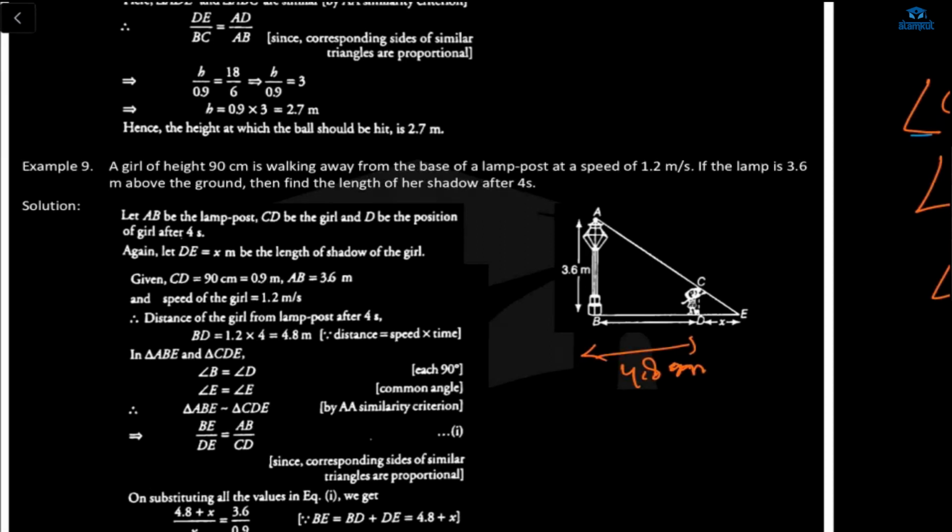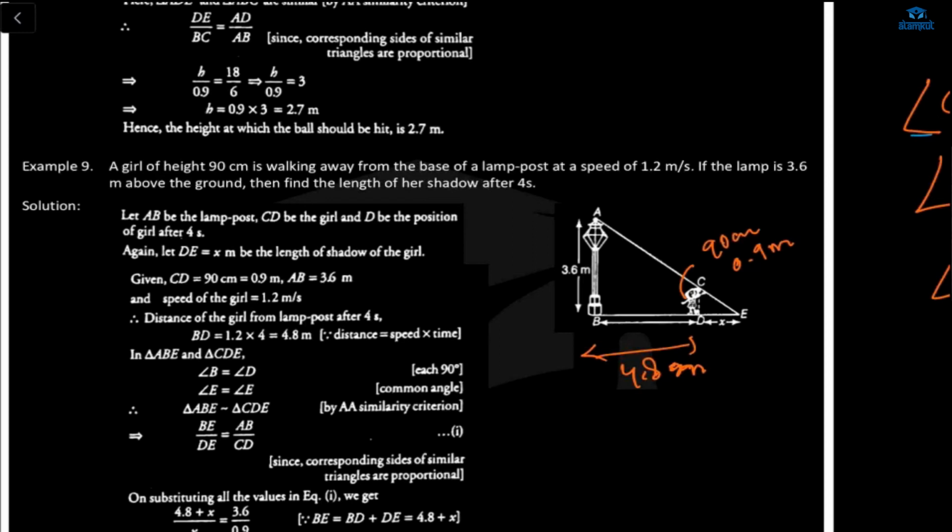And the girl's height is how much? The girl height is 90 centimeter. So you have to convert this centimeter into meter. That will be 0.9 meter, because everything is in meter. So we need to change this value only.